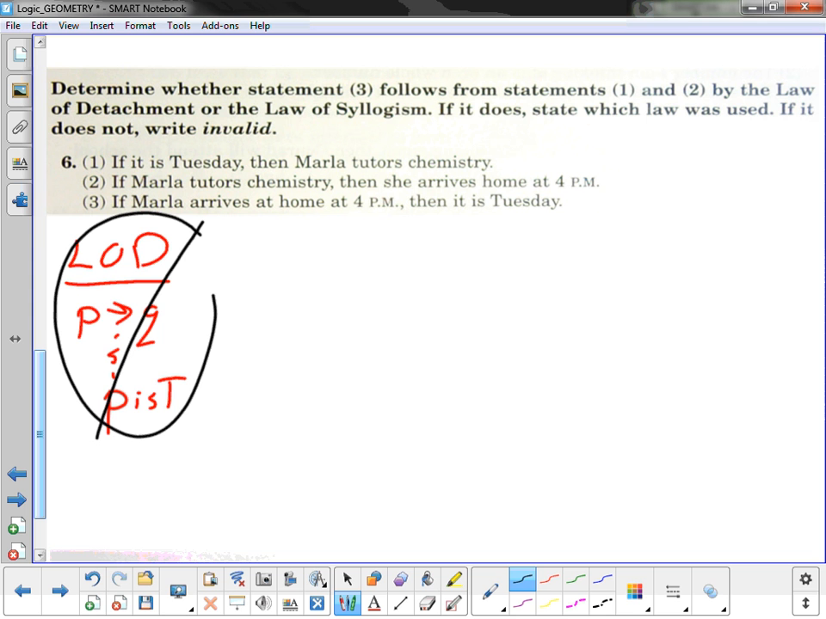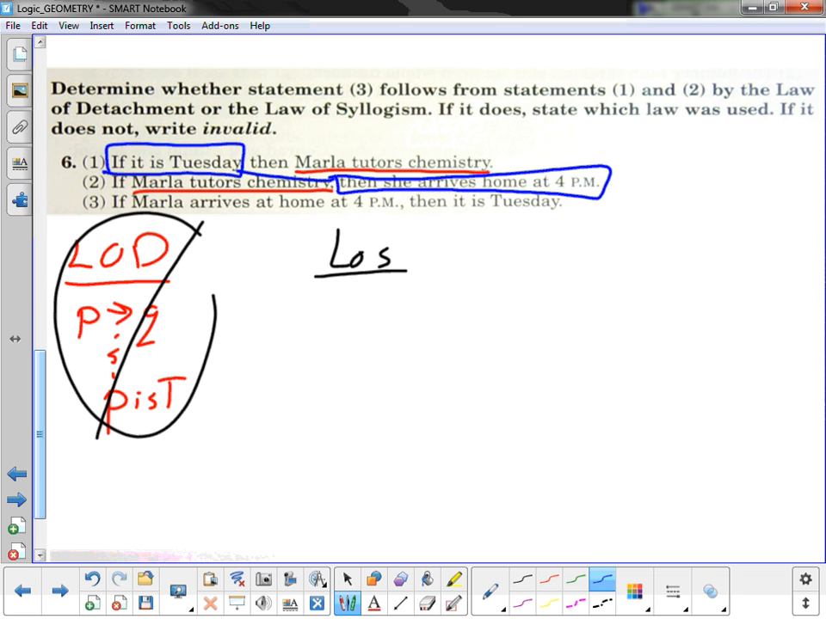Okay, so is it the law of syllogism? Well, the law of syllogism is, do I have the conclusion of one part being the hypothesis of the next? Well, I got Marla tutors chemistry, and I got Marla tutors chemistry, so that is looking real good. And then the next part would say that I'd have to start with if it is Tuesday and end with then she arrives home after 4 p.m. But that's not the way statement 3 is written out. So we have to say this is an invalid conclusion because it's not going the right way.